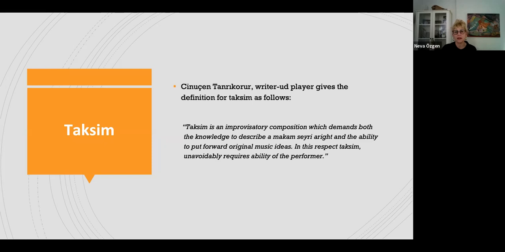In this respect, Taksim unavoidably requires ability of the performer. The musical ideas in Taksim can be rooted in simultaneous feelings, imagination, background, and wisdom within the border of composition. Taksims, or generally all improvisations, have some rules according to the music traditions that they belong to. For example, in classical jazz, improvisations are played within the harmonies suitable to certain chords and a previously given number of measures. On the other hand, taksims can be played either within certain makam and forms or within a free form.